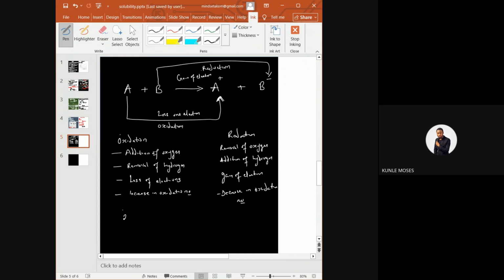But let me just give you one. Let's say, don't let me balance it, Mg plus O2. What will it give us? That should be MgO. So if we put two here, we put two here.